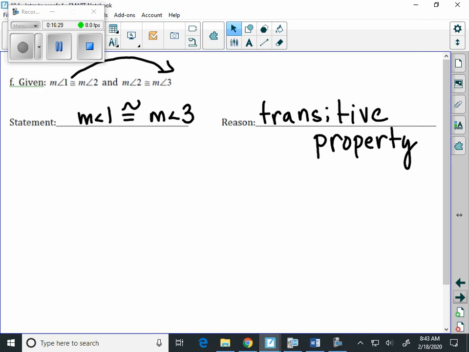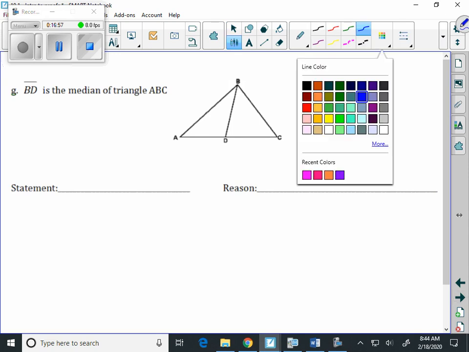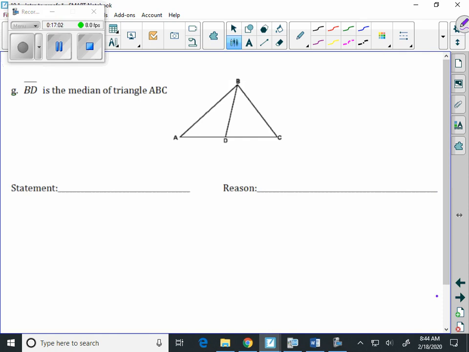And I maybe should have saved that one for a little later here, and stuck with the ones that more so use the vocab words, because as we get to this next one on letter G, it says BD is the median of triangle ABC. Well, again, median, another vocab word, so hopefully that's going to be helpful in a moment. But what can we say here, or what do you remember about median?